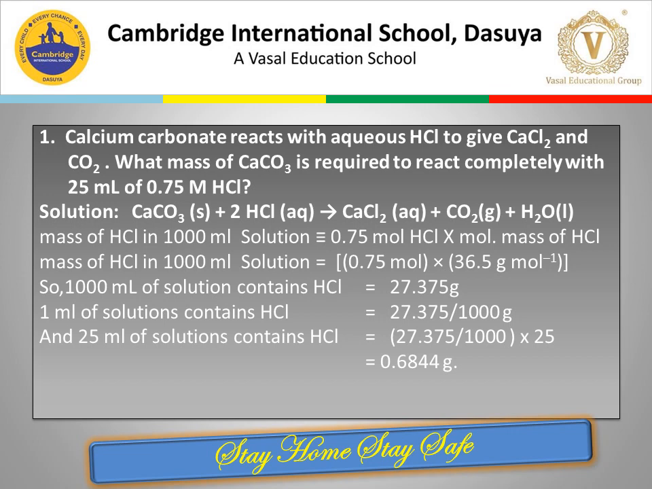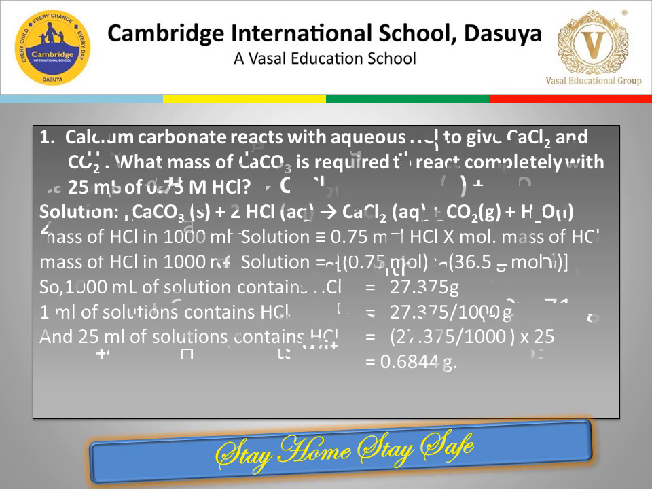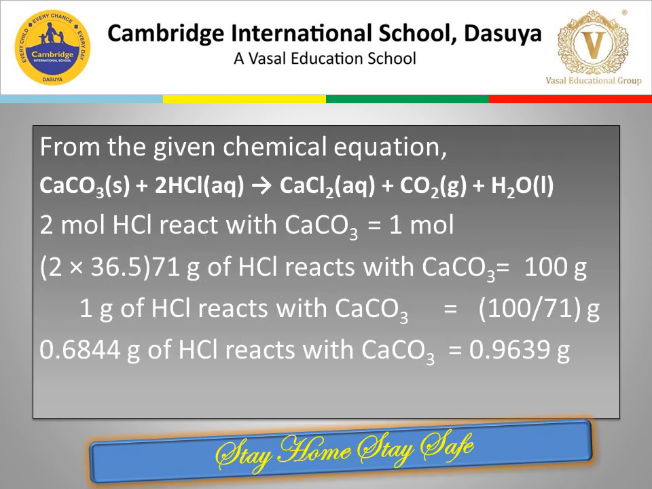Now we will see how much calcium carbonate reacts with 0.6844 gram of HCl. Again, from the balanced equation we have 2 moles of HCl reacting with 1 mole of calcium carbonate.